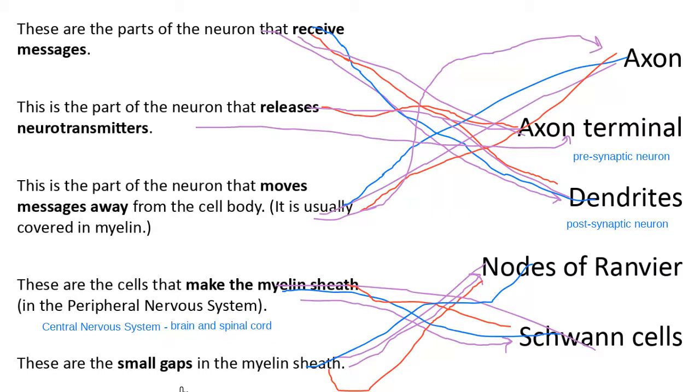Most of the nervous system in your body, which is all of those little nerves that go out to your fingers, the stuff that goes from your spinal cord down to your foot, all of that's considered the peripheral nervous system. So in the peripheral nervous system, we use a type of cell called Schwann cells to make the myelin sheath.